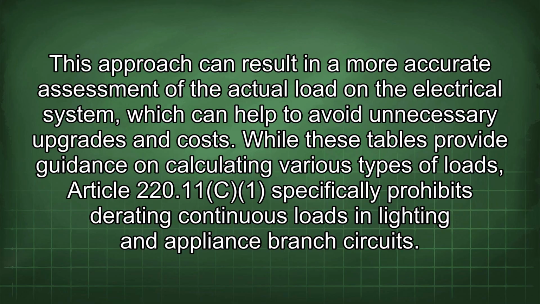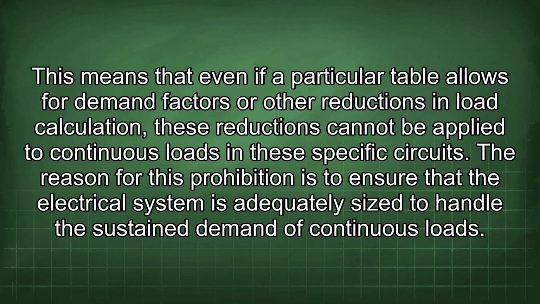While these tables provide guidance on calculating various types of loads, Article 220.11 specifically prohibits derating continuous loads in lighting and appliance branch circuits. This means that even if a particular table allows for demand factors or other reductions in load calculation, these reductions cannot be applied to continuous loads in these specific circuits. The reason for this prohibition is to ensure that the electrical system is adequately sized to handle the sustained demand of continuous loads.